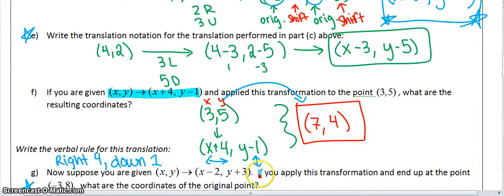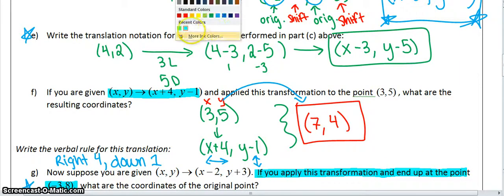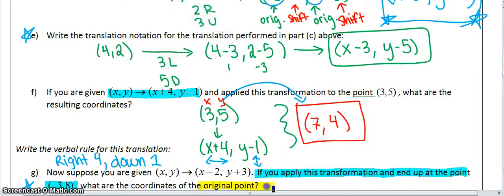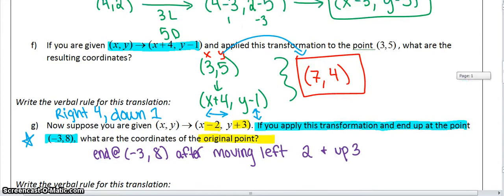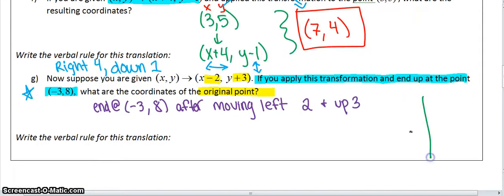That is incorrect. It says, if you apply this transformation and end up at the point negative 3, 8, what are the coordinates of the original? So this is working backwards. What this is really saying is you're ending at negative 3, 8 after moving left 2 and up 3. That's where you end. So the question is, where did you begin? So you have to go backwards. And I'm going to draw a picture for this one.